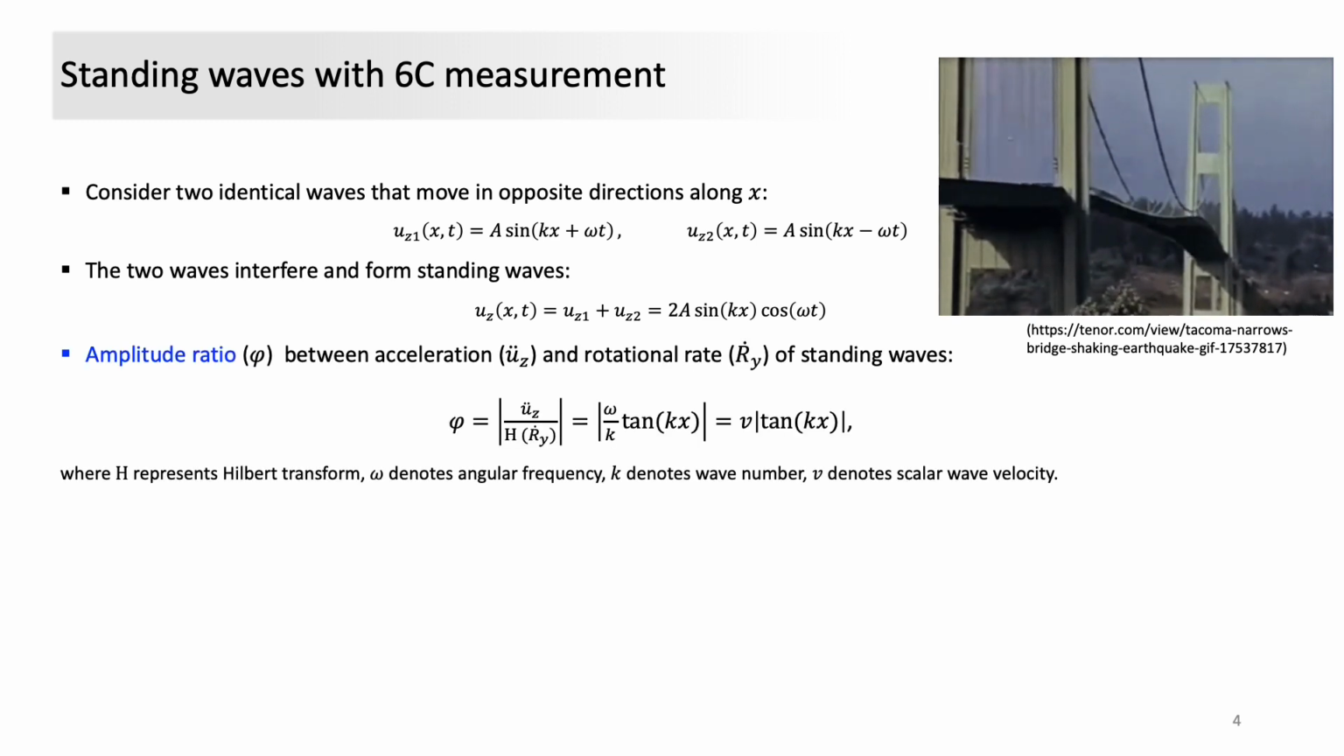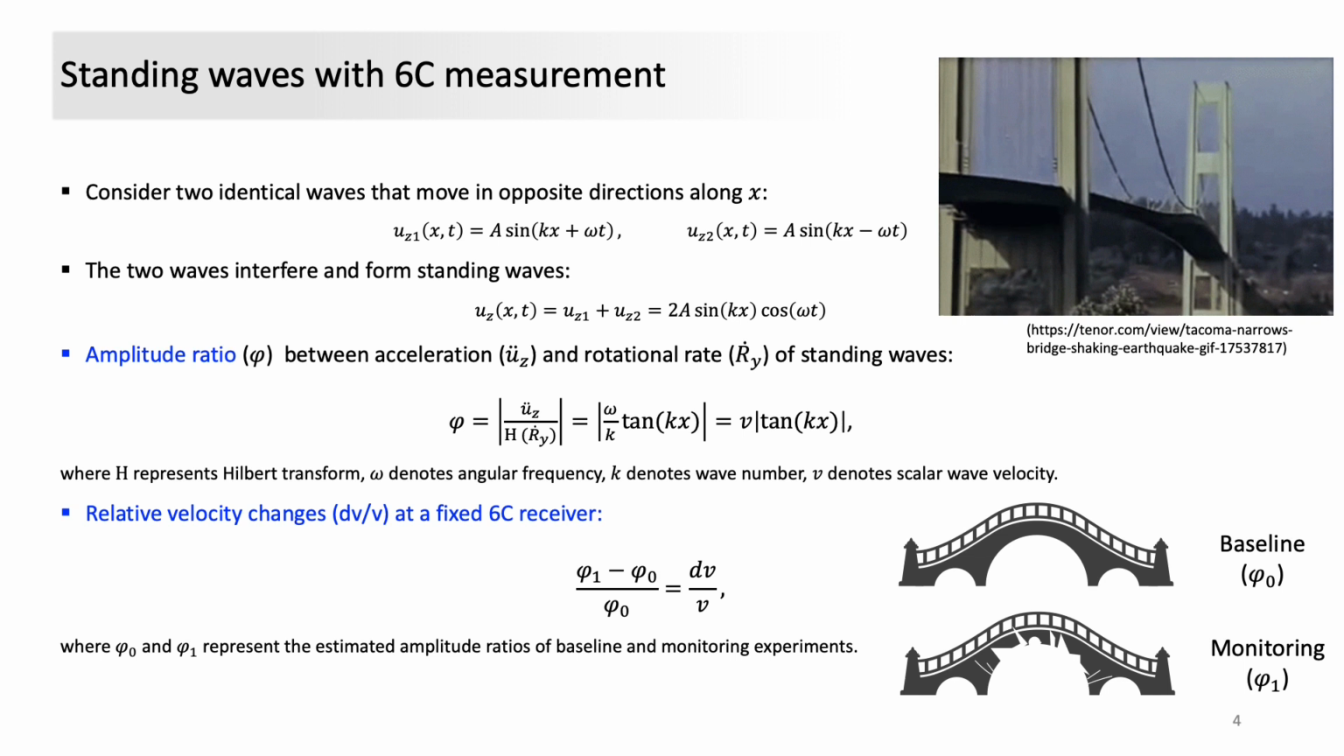It is easy to prove that the amplitude ratio, denoted by the letter phi, between acceleration and rotational rate is proportional to the wave velocities, skewed by the term tangent kx, which is related to the vibration mode and the position of the 6-component receivers. If we look at a single-mode vibration with a fixed 6-component receiver, the relative amplitude ratio change is actually equivalent to the relative velocity change, which might be a good indicator of bridges with damage or prestress loss.